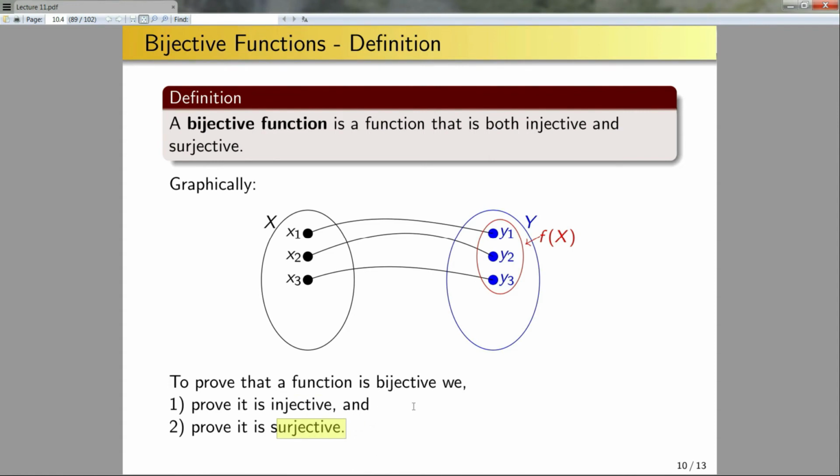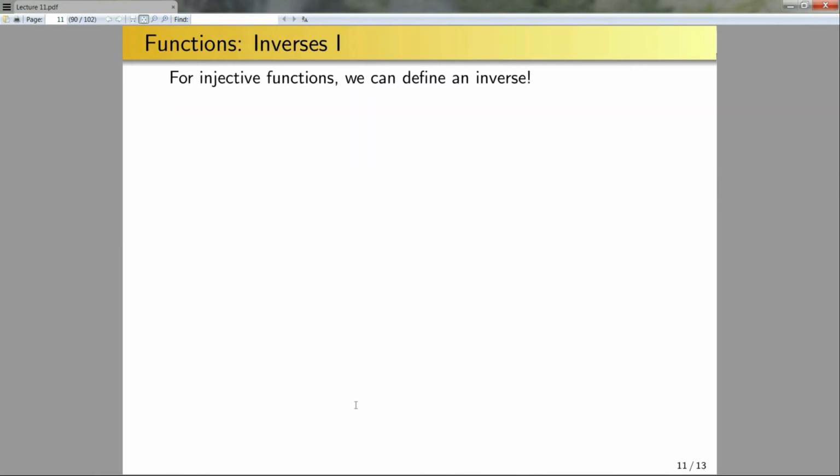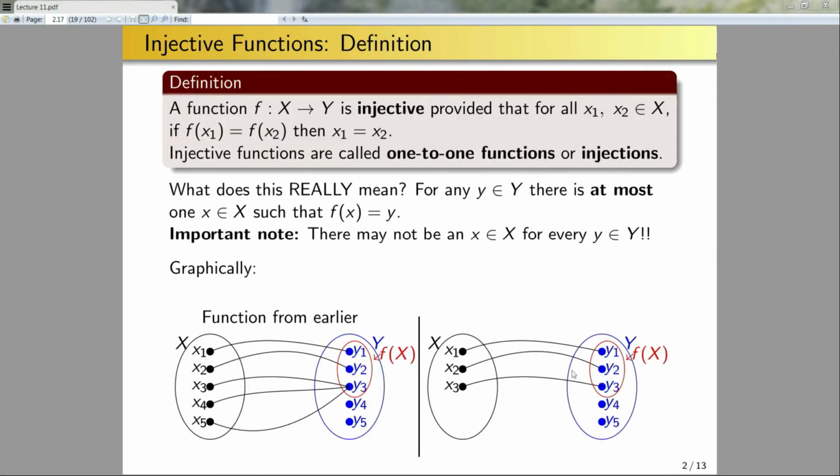Okay, so now we've done all of this work, and I promised talking about inverse functions, or undoing a function, and so far I've done none of that. Let's talk about inverses. For injective functions, we can define an inverse. Why? Well, if I go back to my classical picture of an injective function, for any given injective function, each element in the codomain of the function is mapped to by at most one value in the domain. Therefore, I can undo what f does.